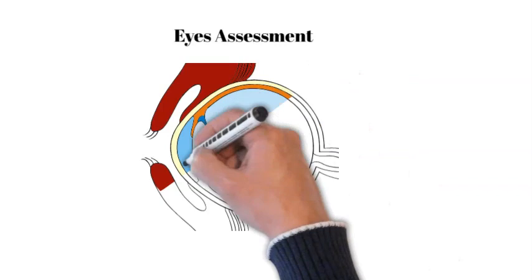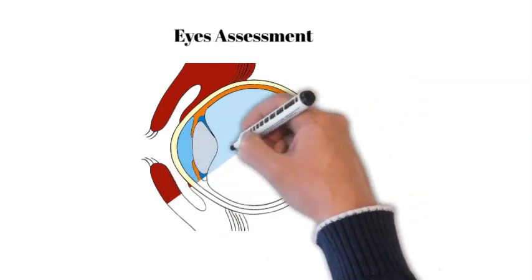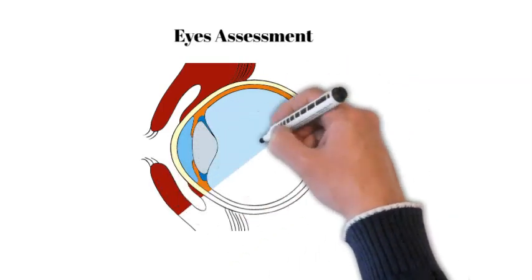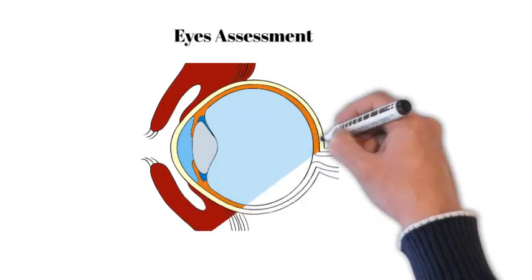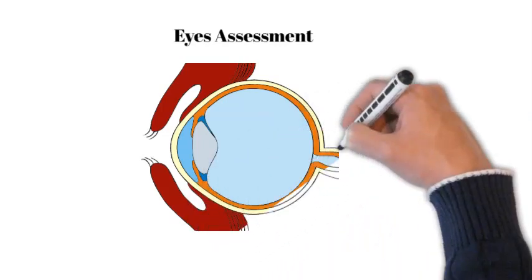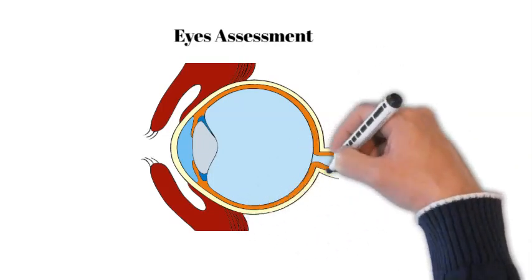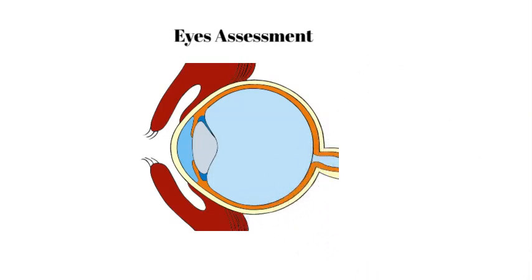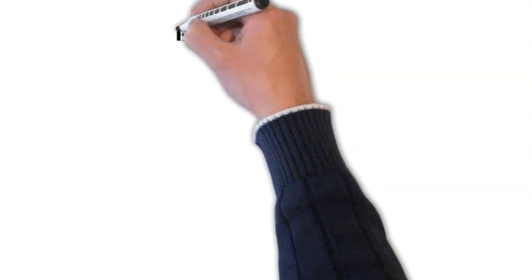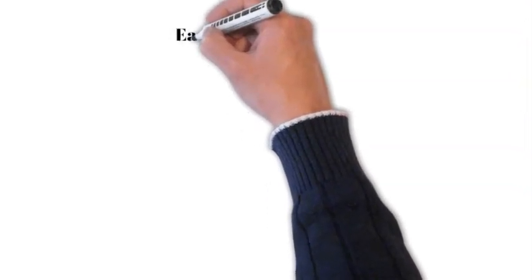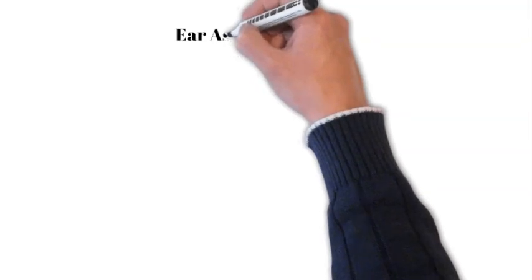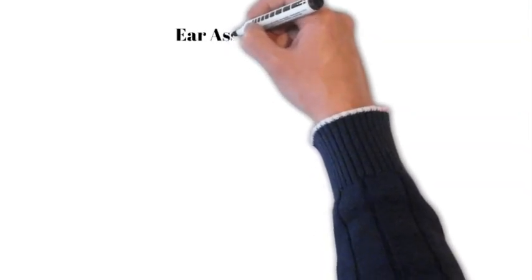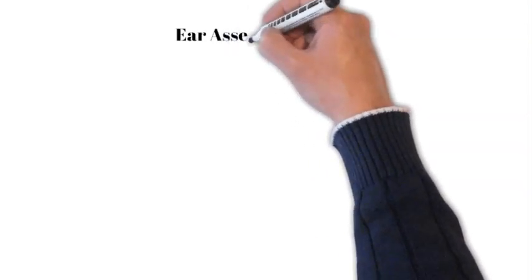Assessment techniques: assessing visual acuity, inspecting the external eye structures and eyelids for symmetry and inflammation, assessing for extraocular movements and alignment, and examining the internal eye structures with an ophthalmoscope. Ears assessment. Key terms: otalgia, otorrhea, tinnitus, vertigo, hearing loss, presbycusis, cerumen, otitis media, otitis externa, mastoiditis.